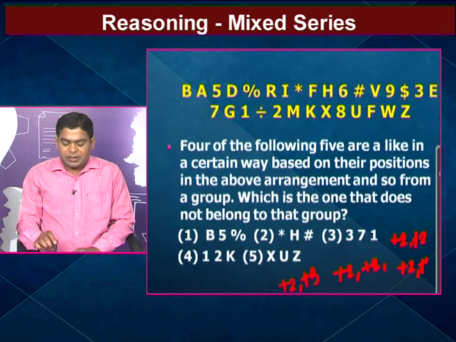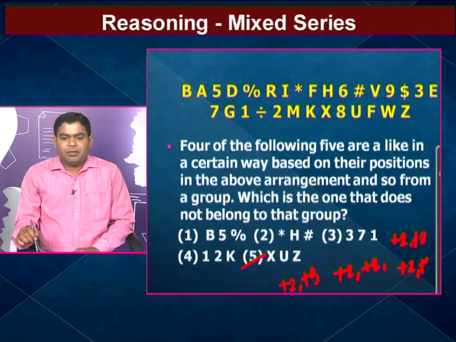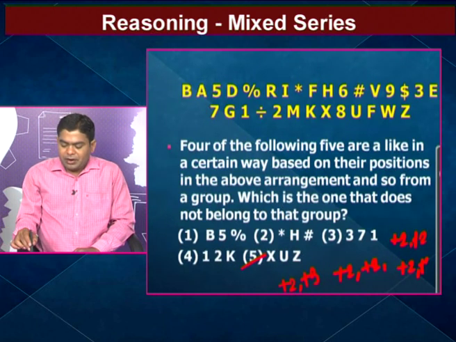That means the first, second, third, and fourth options follow the same pattern. But the fifth one has plus 2, plus 3. That's why that one is different. So in our question, we find the odd man out. Here four options follow the same pattern, but the fifth option has a different pattern. That means that one is the odd man out. We go to the next question.